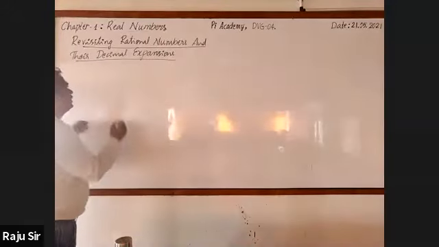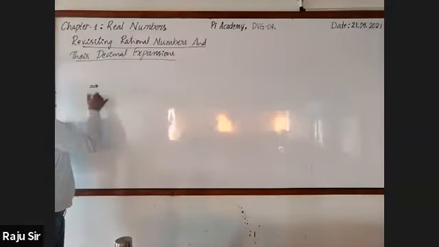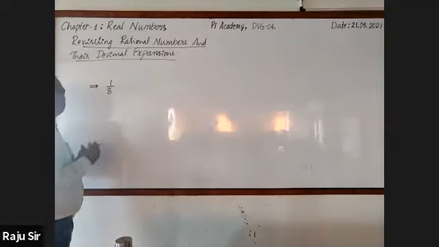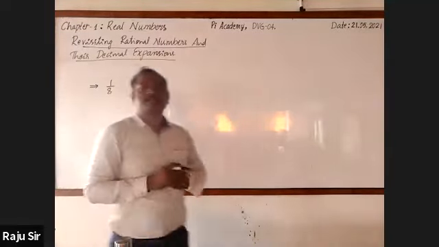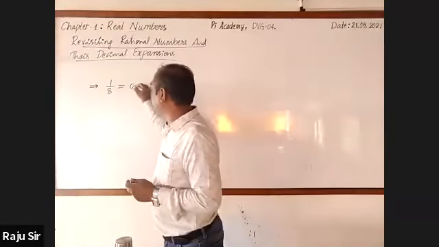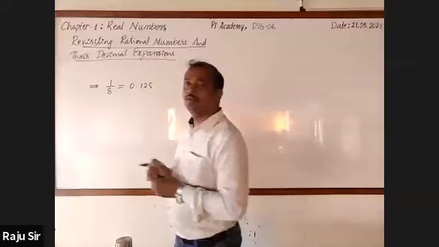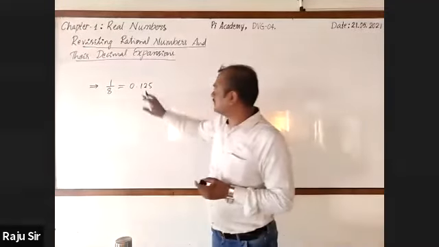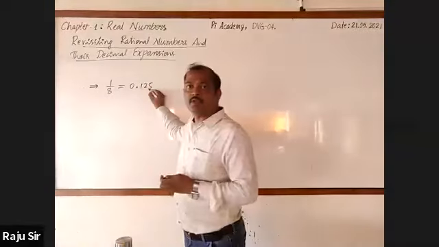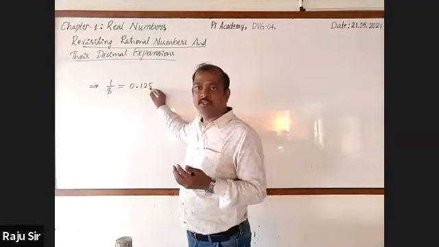Observe. Here I write a rational number, that is 1 by 8. You also know that its decimal expansion is, on dividing 1 by 8, you get 0.125. It is terminating. It is a terminating decimal because a countable number of digits are there in the decimal part.